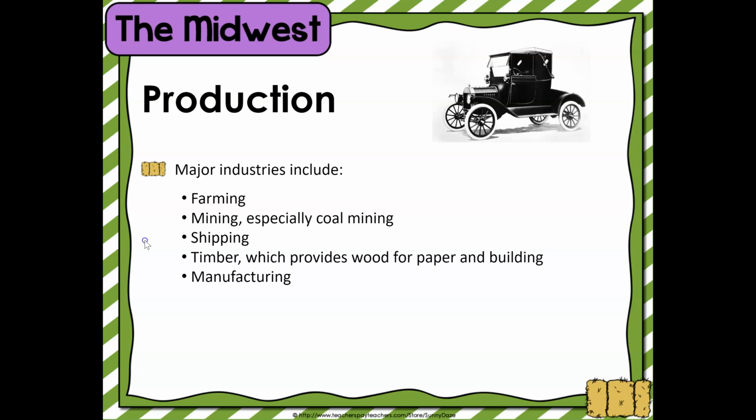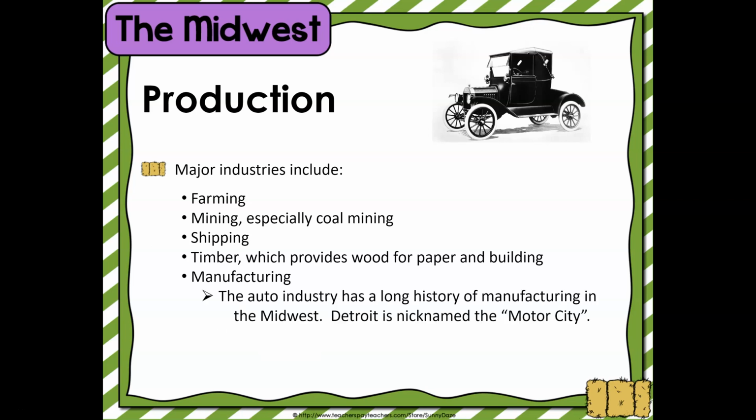manufacturing goods, specifically the auto industry and cars being manufactured. The auto industry has a long history of manufacturing in the Midwest. Detroit is even nicknamed the Motor City. Henry Ford used the assembly line to build cars faster than ever.